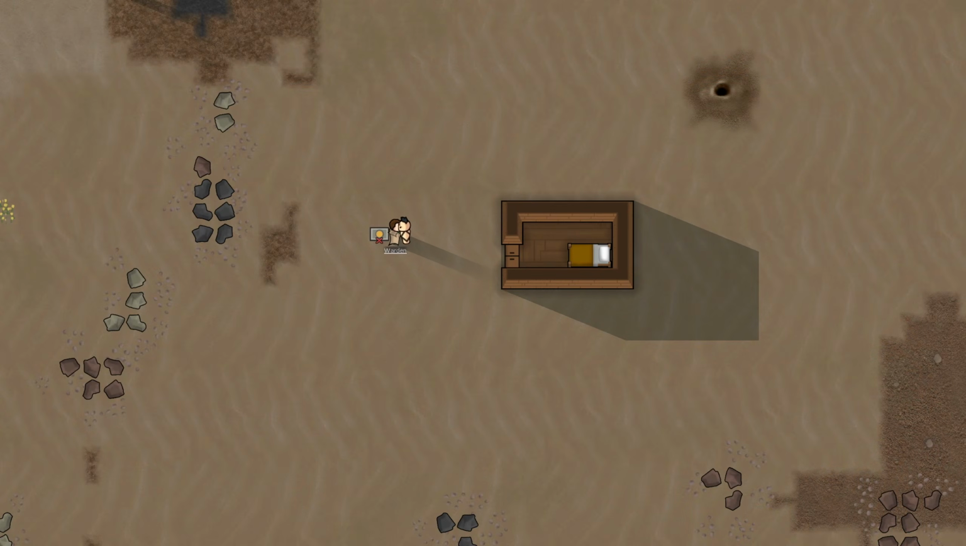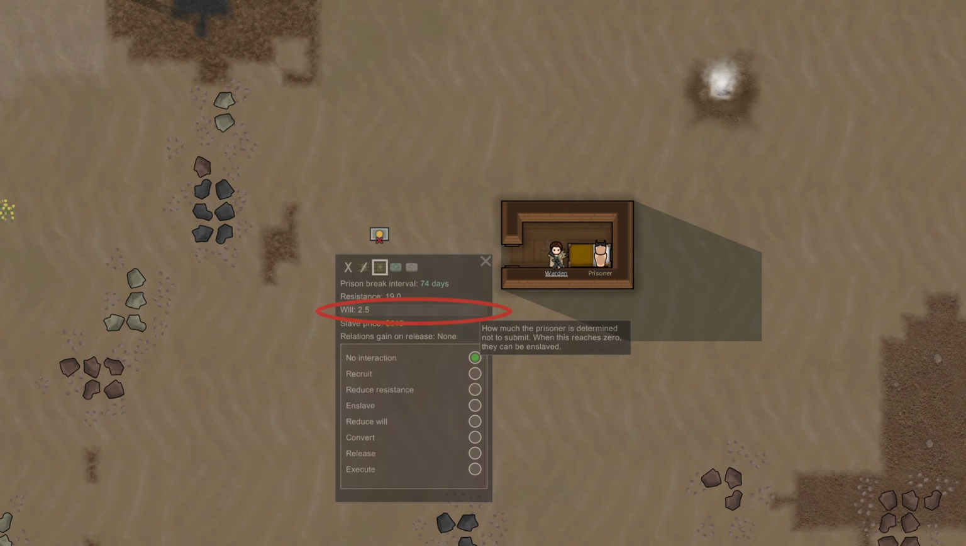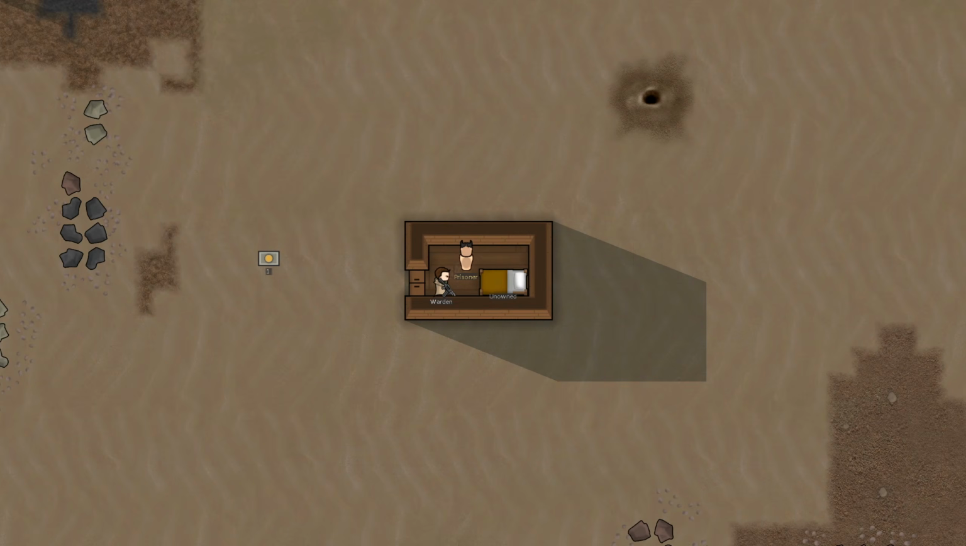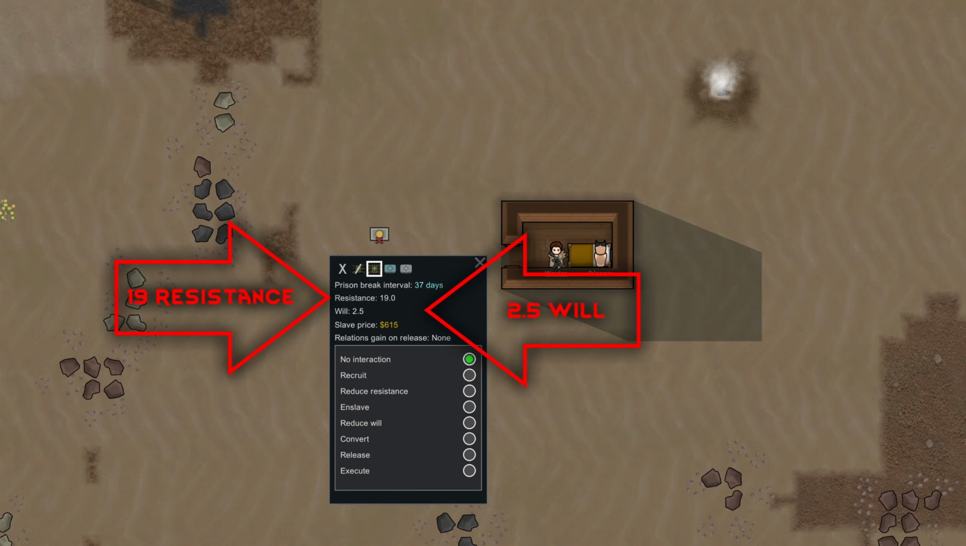If you would like slaves in your community, you must imprison the person that you intend to enslave. The resistance to becoming a slave is called will and must be reduced to 0 before the imprisoned pawn will submit to becoming a slave. Reducing the will of a slave is just about identical to the process to recruit prisoners, where you have to reduce their resistance. On average, a prisoner will have a lot lower will than resistance, which means it's easier to enslave than to recruit.